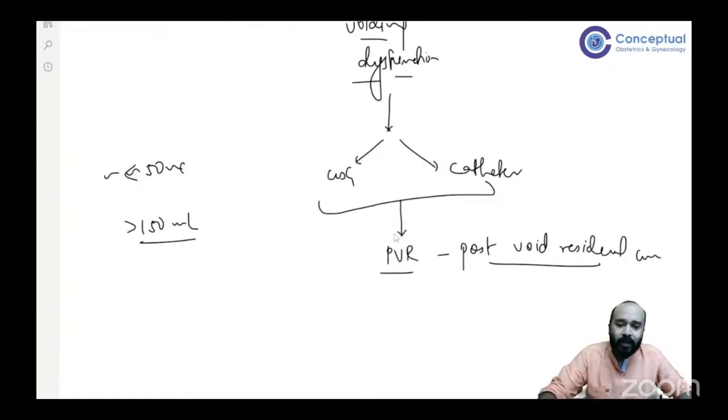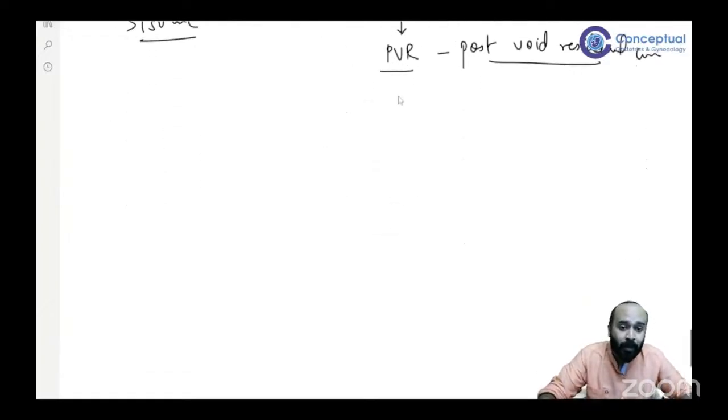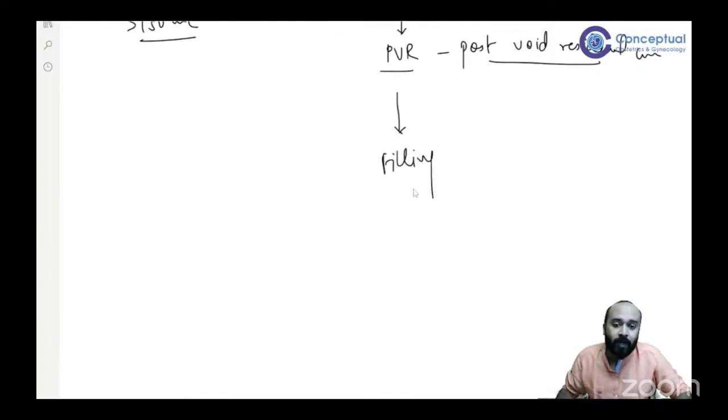Once she's done with that and I've completely emptied her bladder with the catheter, I will now with the same catheter restart filling it. I will fill it back again with normal saline. This is going to be called filling cystometry.